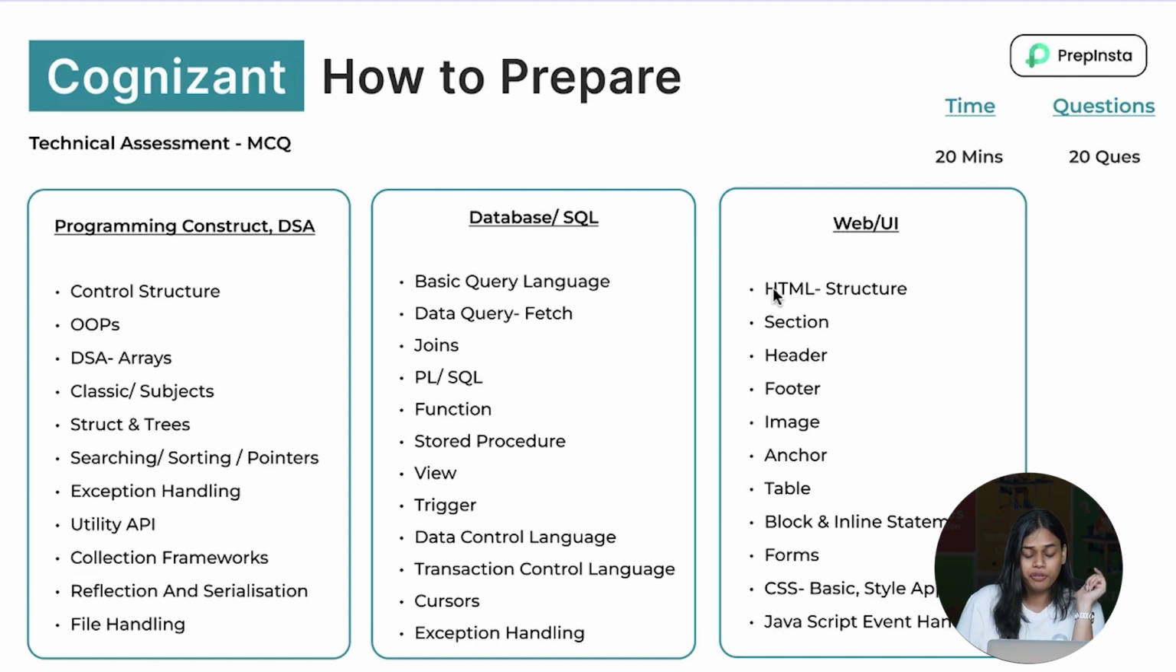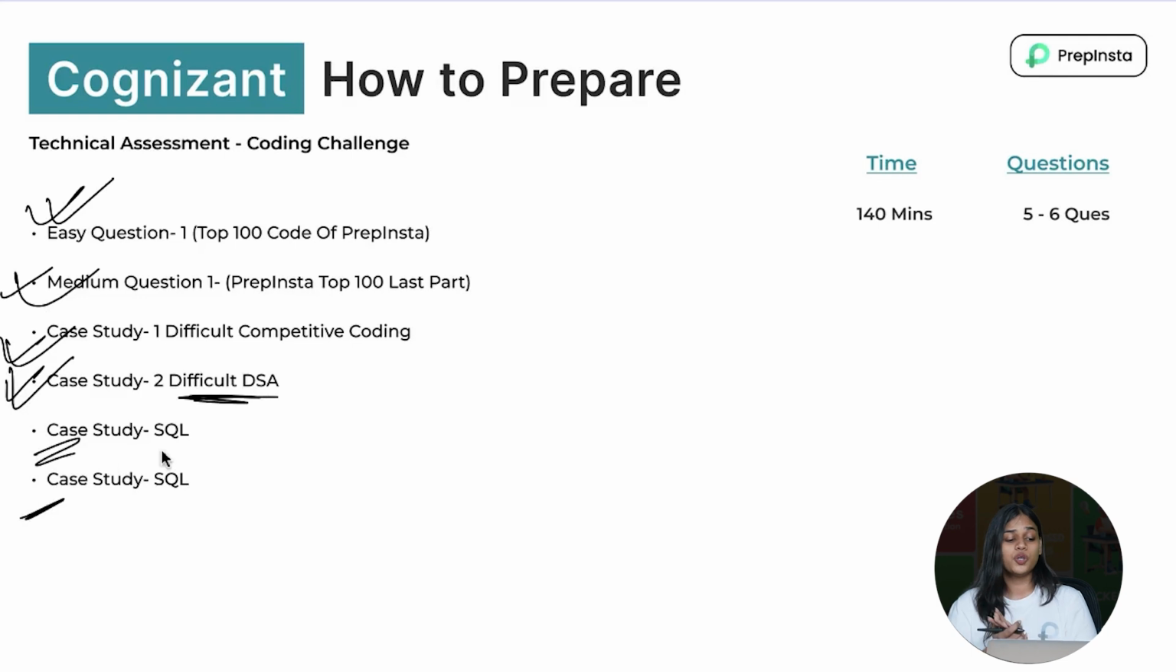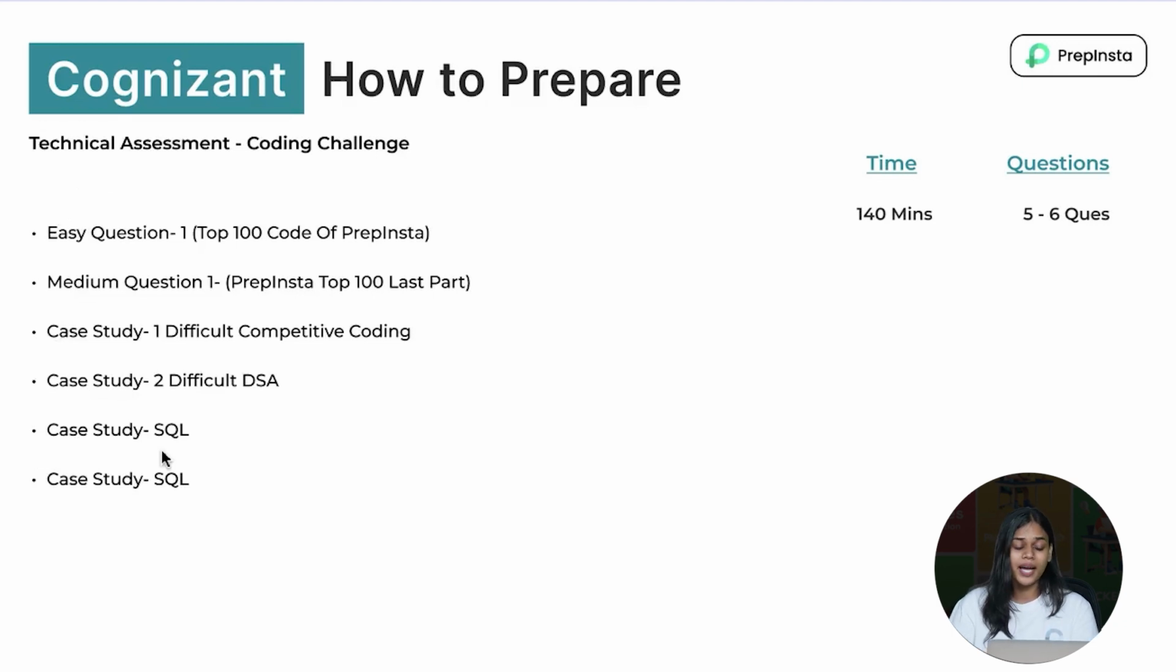Okay, moving forward from here, what do we have? We have the coding challenge, again one of the most critical sections for the Cognizant on-campus examination. Easy question 1, top code of PrepInsta. Medium question 1, case study 1. Also going to be difficult: competitive coding, case study 2, which is difficult DSA, and then you have case studies. So you have multiple case studies and multiple questions spanning from 5 to 6 questions for 140 minutes, which is why I said that DSA, SQL, competitive coding is very, very important, guys.